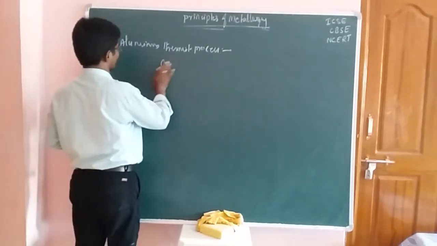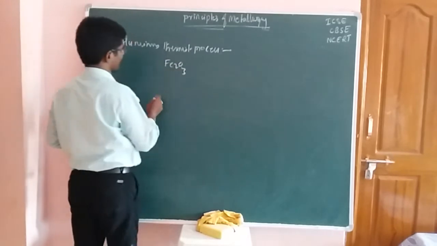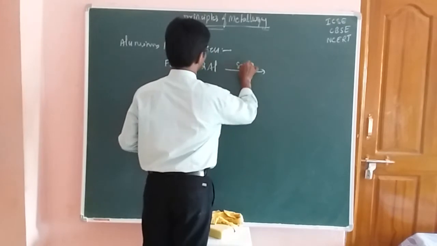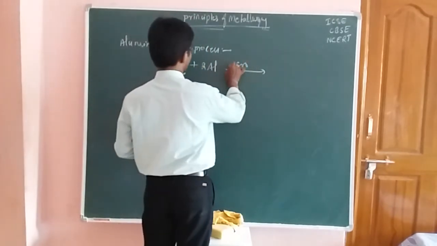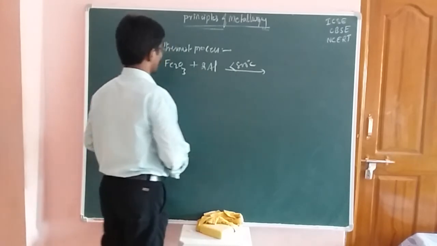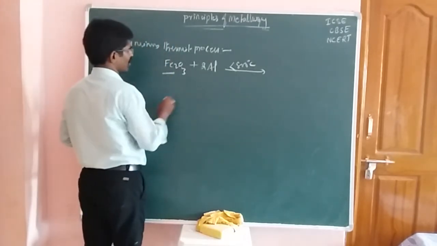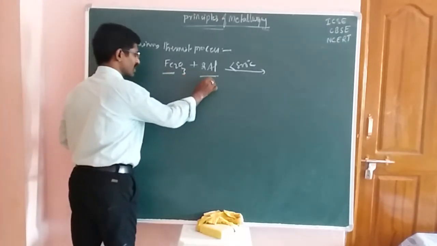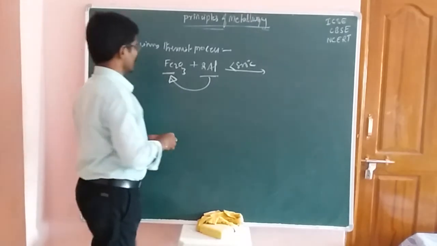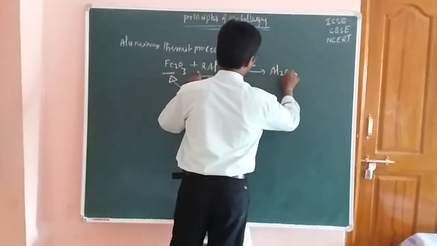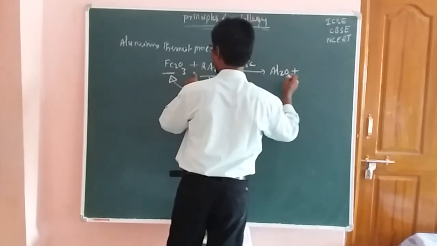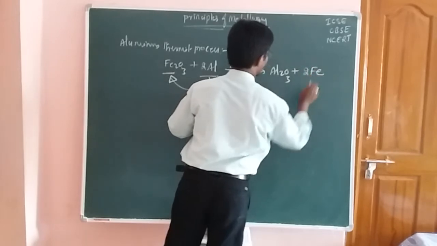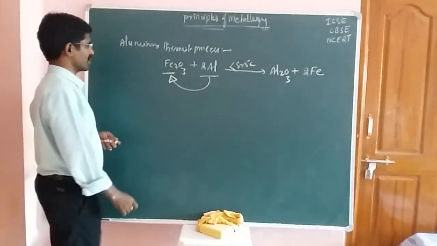First of all, you have to take Fe2O3 and react it with 2 moles of aluminium at above 800 degrees centigrade temperature. Here the iron metal is displaced by the aluminium metal. So you get Al2O3 plus 2 moles of iron.